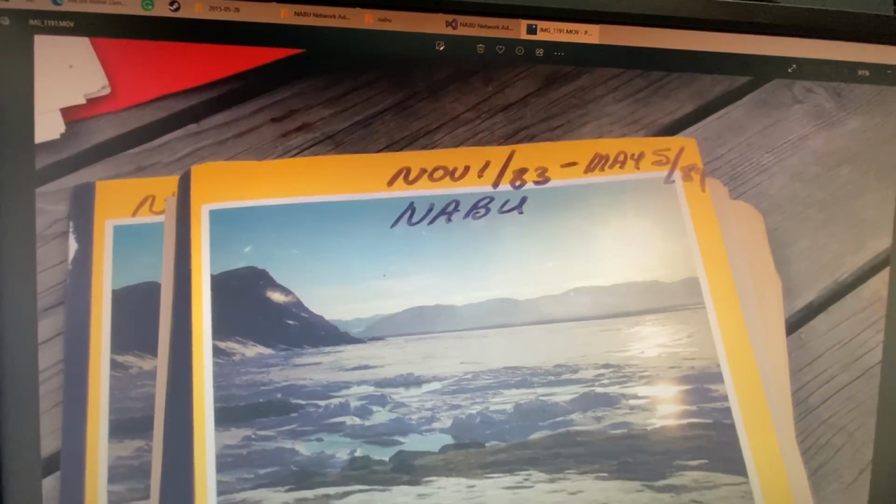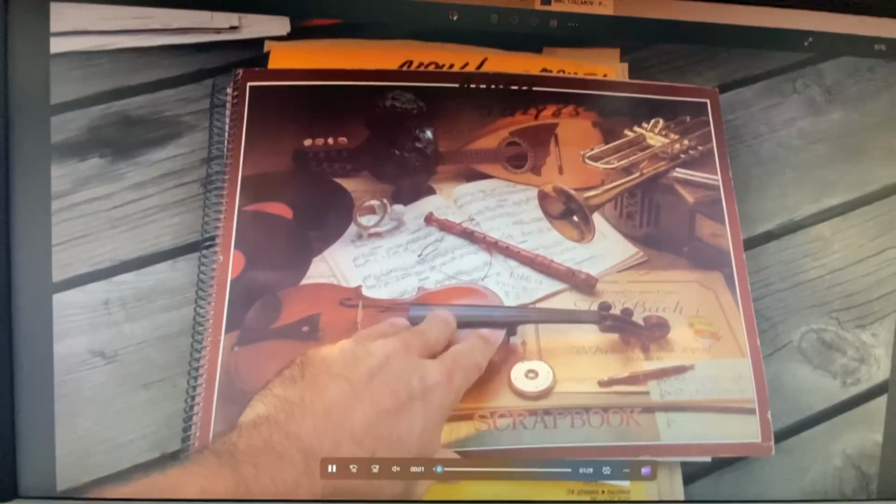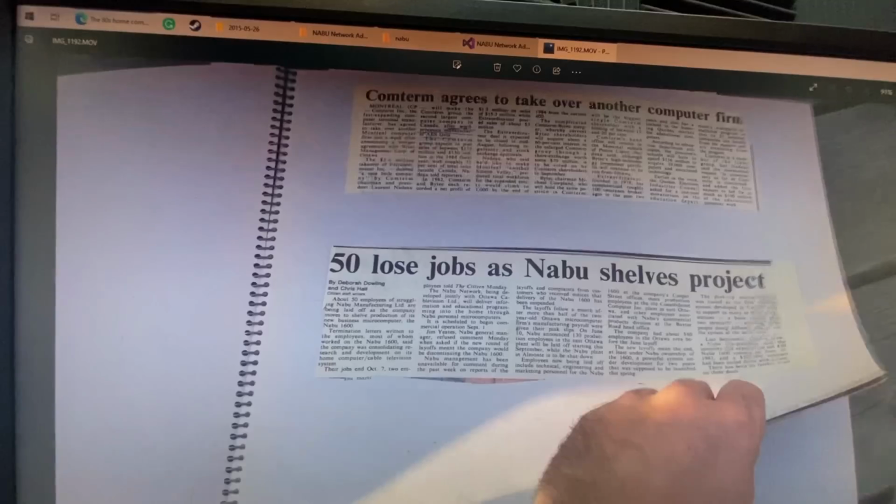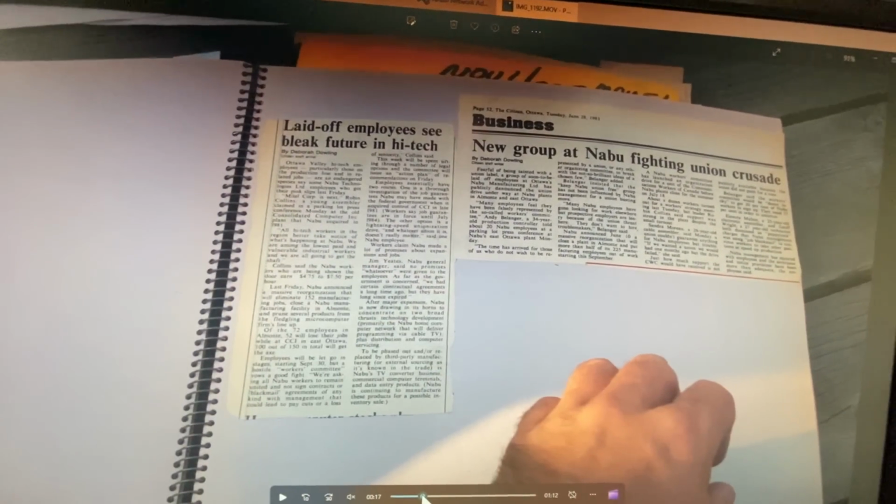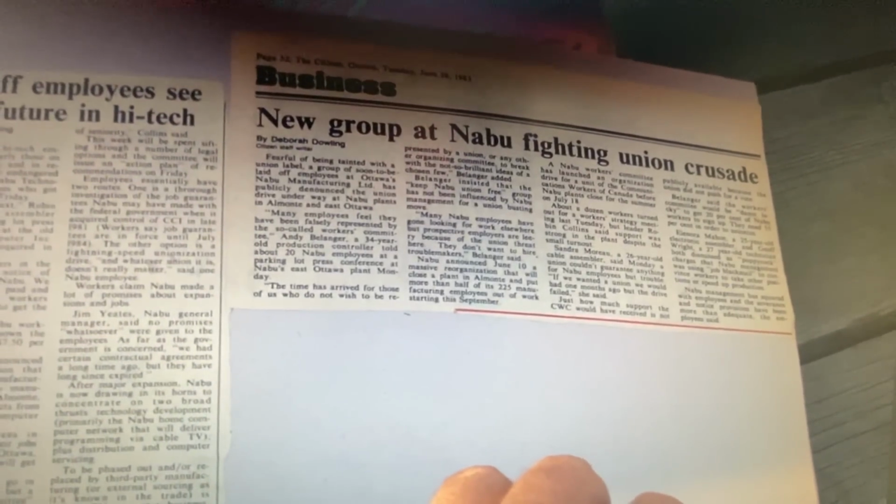Oh, what's that? Something about fighting off a union. Hold on here. Let's go back. That was kind of neat. Here we go. New group at NABU, Fighting Union Crusade.